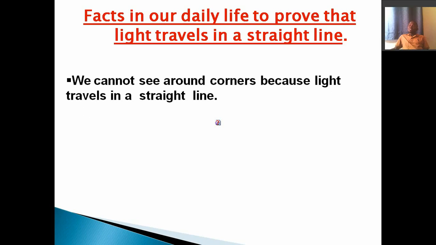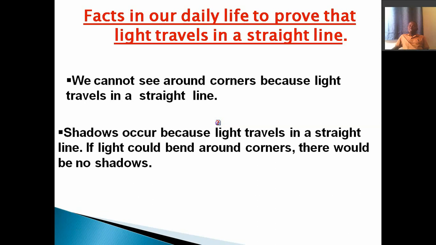The reason is light travels in a straight line. We said that we can only see an object when it reflects light to our eyes. Now, if somebody is hiding in a corner, how will light be reflected into your eyes? Definitely, you will not be able to see that person because light cannot fall onto that person and be reflected into your eyes. So, we cannot see around corners because light travels in a straight line.